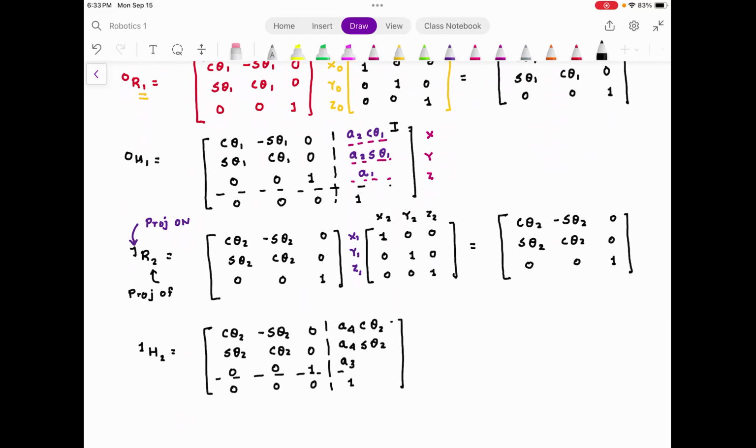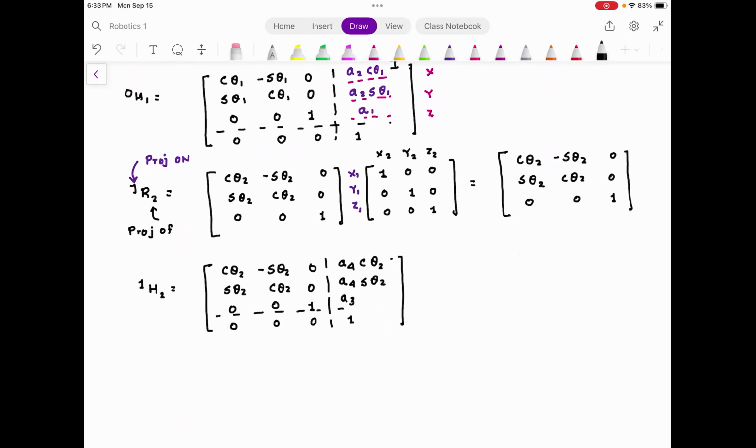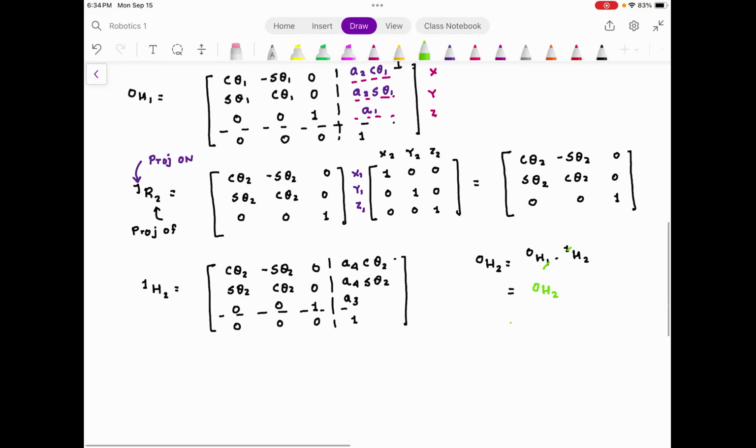Now, if I want to solve the forward kinematics problem, I need to find the overall homogeneous transformation. What is the overall homogeneous transformation? 0H2 is equal to 0H1 multiplied by 1H2. So what it means is this one gets cancelled, and finally I land up with 0H2. Everyone understood this? Now let's extend the logic.